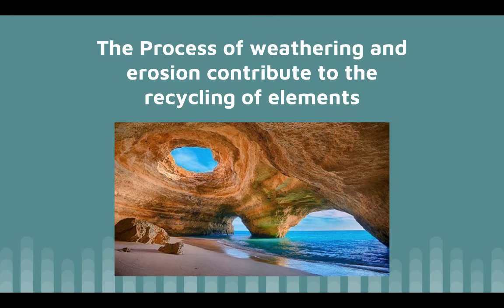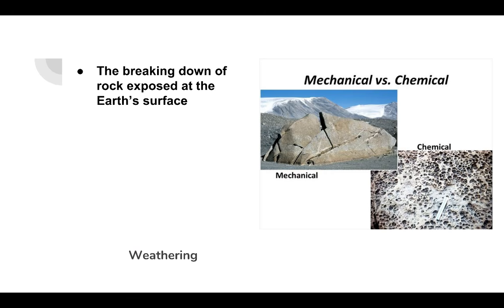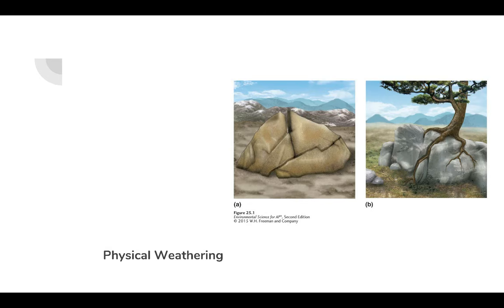So let's get started. First, we're going to look at how weathering and erosion contribute to the recycling of the elements, creating that essential soil, that overlying biology that's so necessary to life. With weathering, I want you to think of weathering as making a mess. It's just the breaking down of rock exposed at the Earth's surface. And there's two types. There's the physical or mechanical, where rock is physically being broken apart into smaller pieces, or it's chemically being altered. We're going to look at both right now.